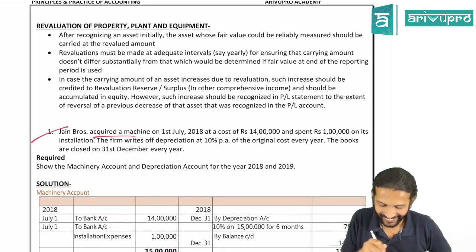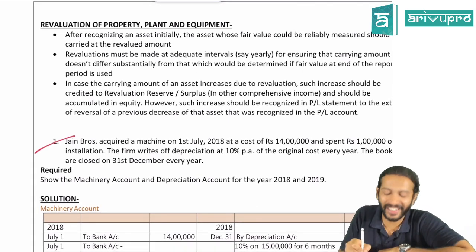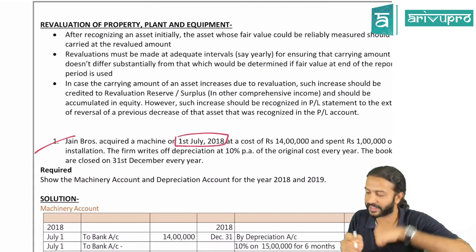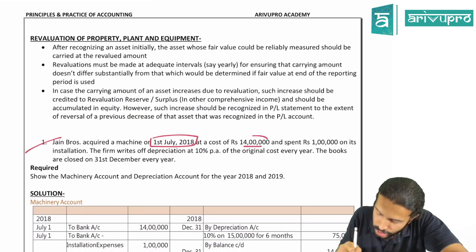Fine. Okay. Jain Brothers acquired a machinery on 1st July 2018. Let's underline that. At a cost of 14 lakh rupees.